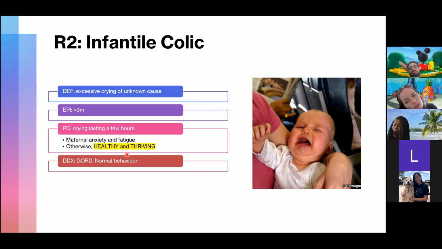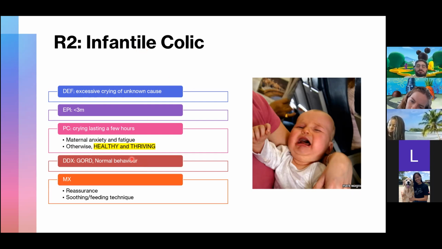So if they are not, for example, if they're not meeting their growth centiles and they're vomiting, you want to think about GORD. Another differential is normal behavior. What I mean by this is that if you have an infant and you take them away from their mother, they're obviously going to be upset. That's normal, and that's not infantile colic, because infantile colic is excessive crying of an unknown cause.